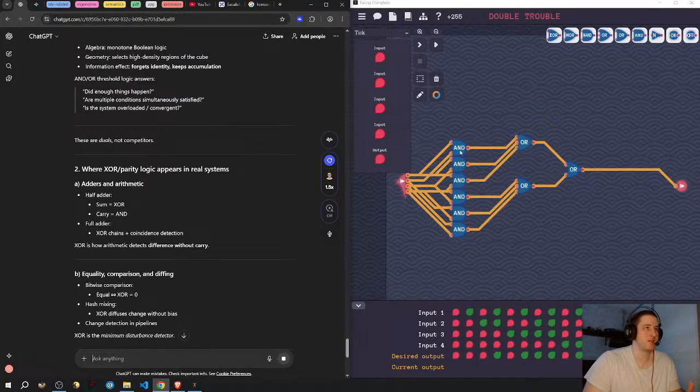Basically, what it just says is that whenever you have a bunch of AND gates like this, like a convergence point, it's gonna converge the input into a concentrated output. That's how I think about it.